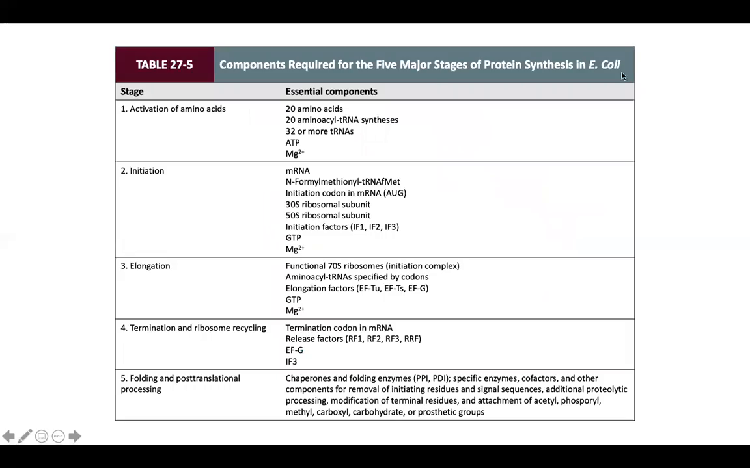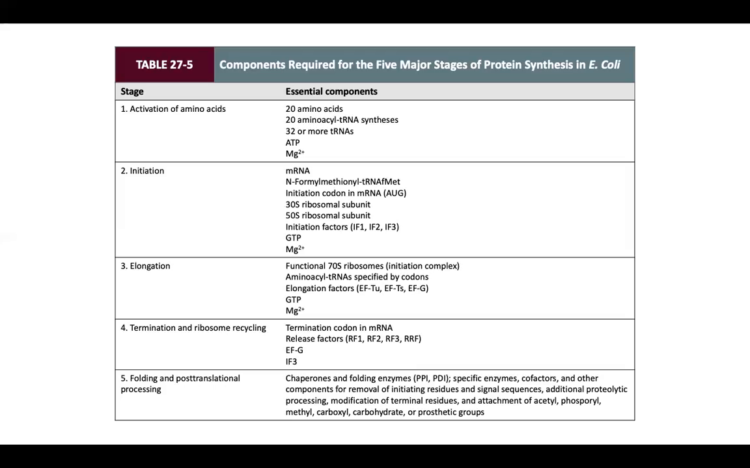These are the components for the five major stages of protein synthesis in E. coli. For activation of amino acids, we need the 20 amino acids, the 20 aminoacyl-tRNA synthetases, tRNAs, ATP, and magnesium ion. For initiation, of course, you need the mRNA, the N-formylmethionyl tRNA (fMet), which is usually the first amino acid in place, the initiation codon AUG in the mRNA, the 30S and 50S ribosomal subunits, initiation factors, GTP, and magnesium.